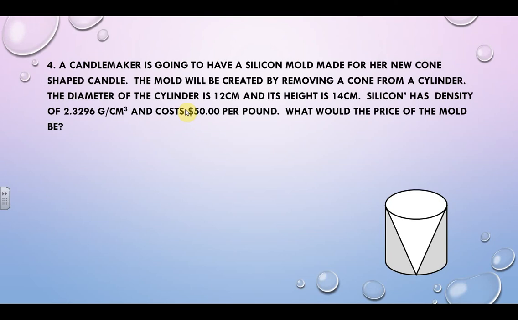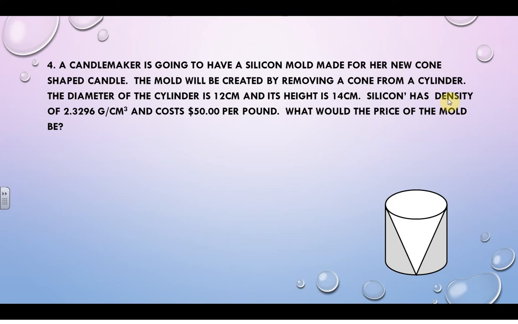A candle maker is having a silicone mold made for her new cone-shaped candle. The mold will be created by removing a cone from a cylinder. So I'm thinking when I hear that word remove, subtraction. The diameter of the cylinder is 12 centimeters and its height is 14 centimeters. I'm happy about that because I see centimeters and centimeters.